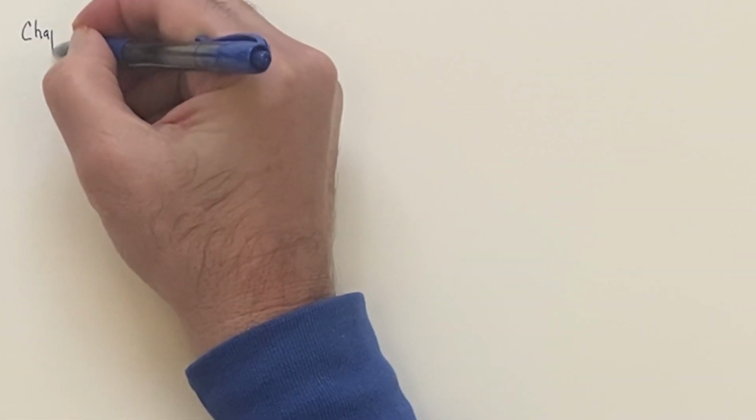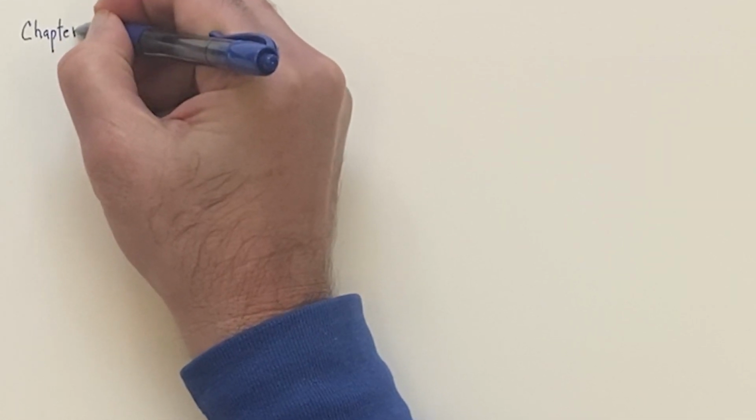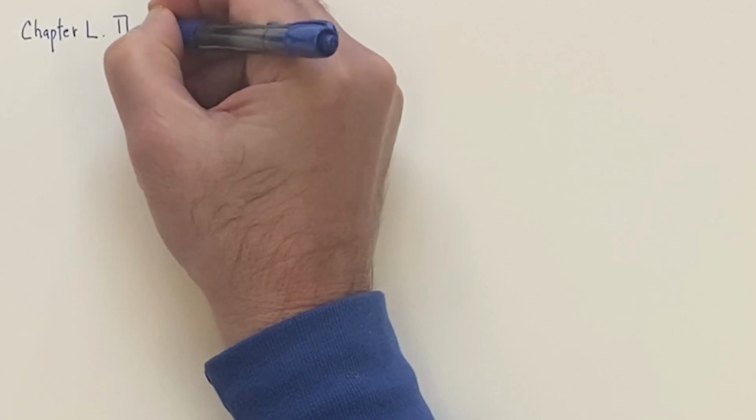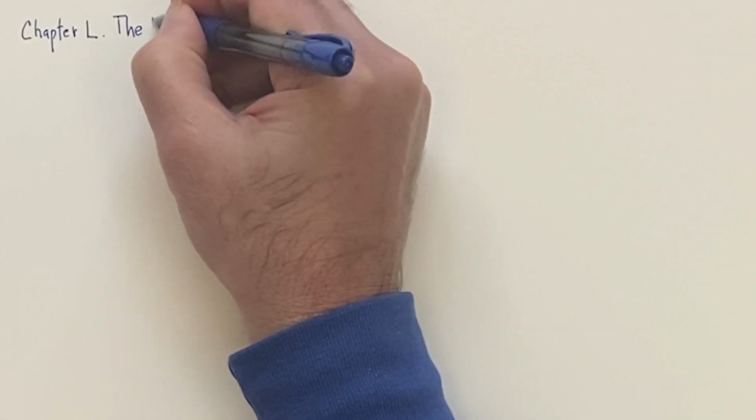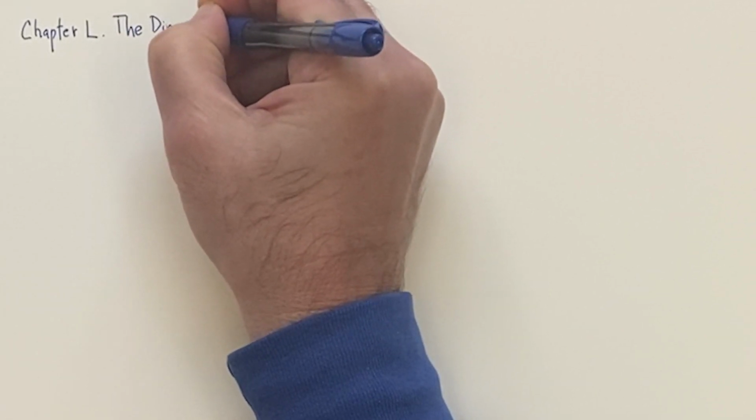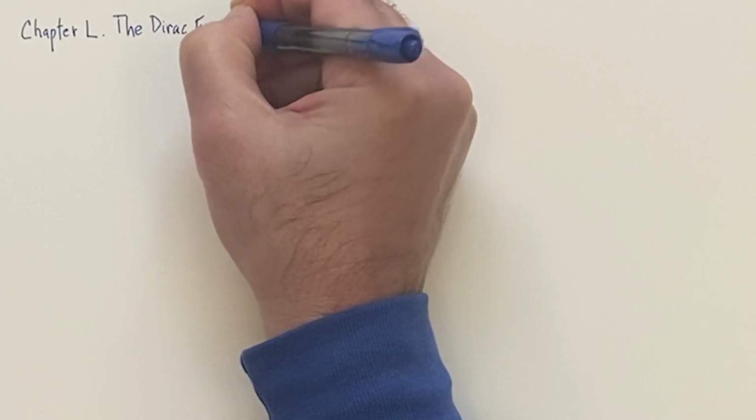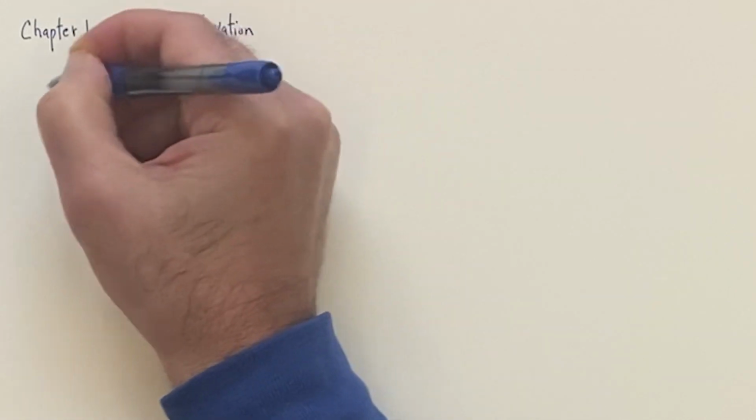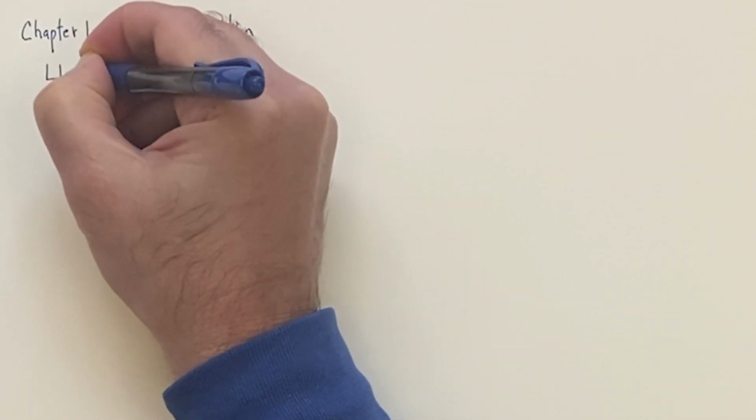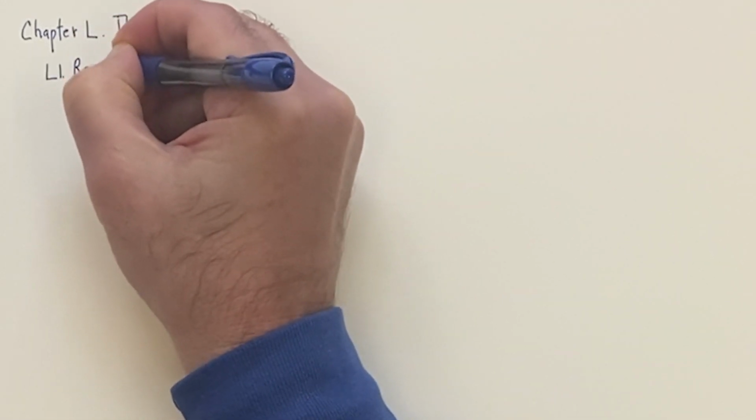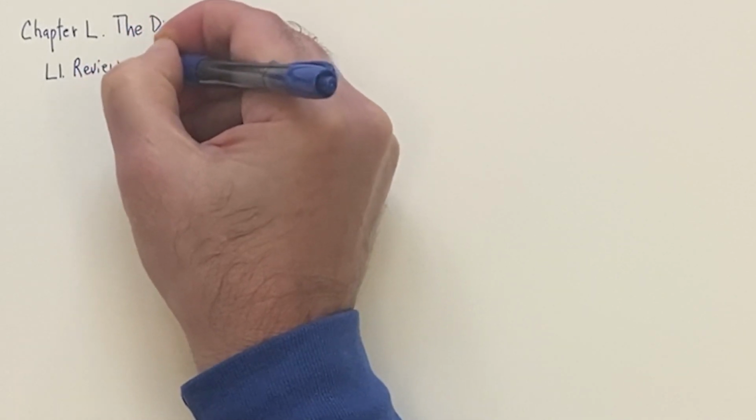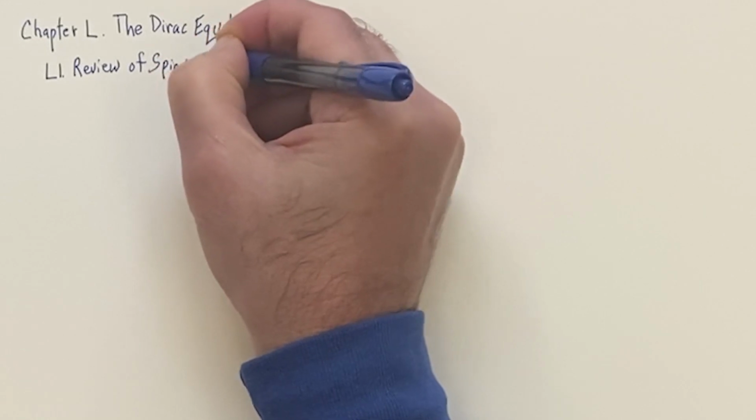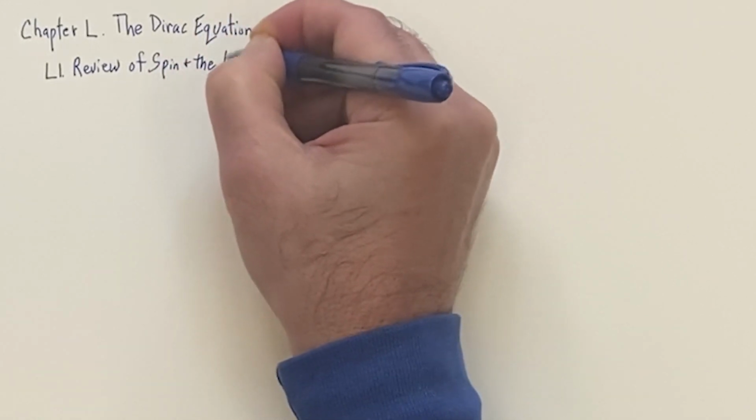Chapter L, the Dirac equation. L1, review of spin and the Pauli equation.